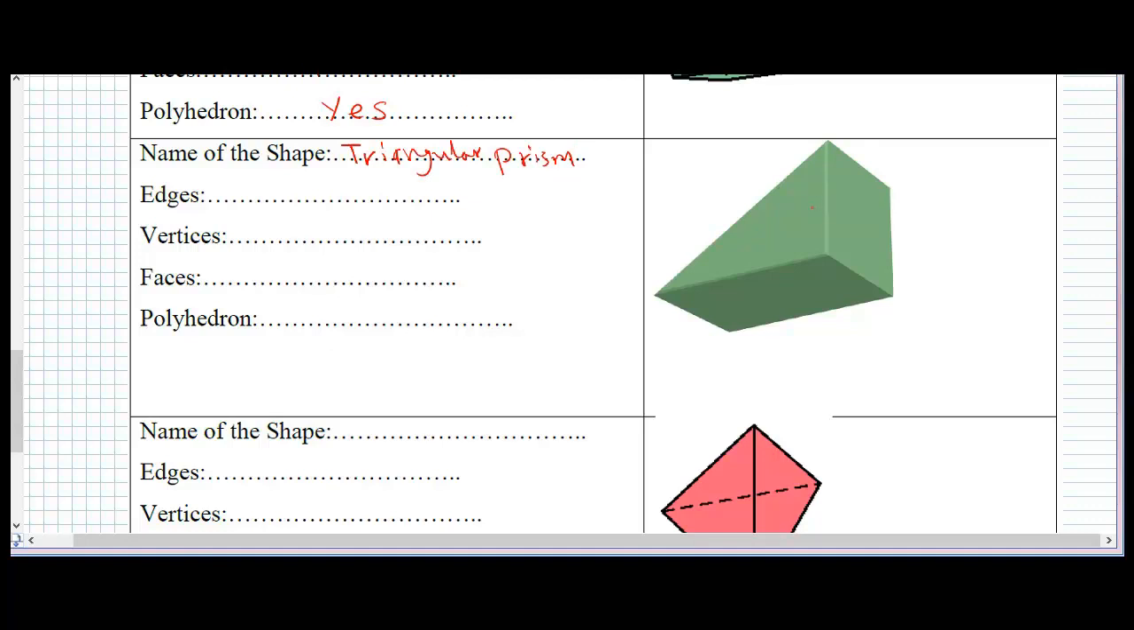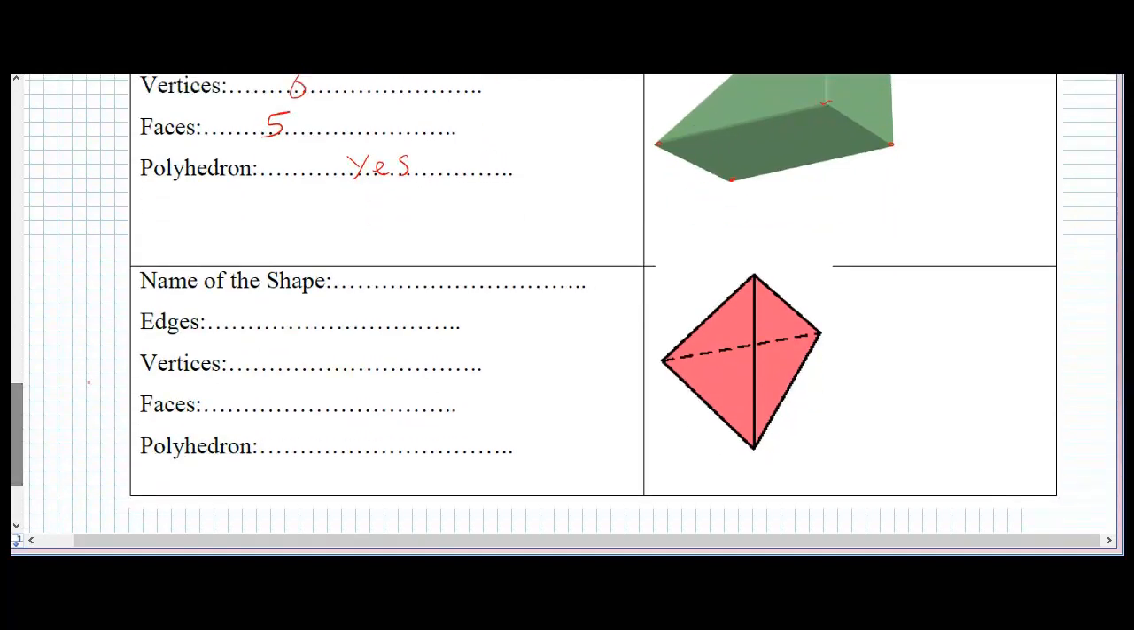How many edges? We have 1, 2, 3, 4, 5, 6, 7, 8, 9. So we have 9 edges. How many vertices? We have 1, 2, 3, 4, 5, 6 vertices. How many faces? We have 2 faces, one up and one down. We have 3 faces on the side, so 3 and 2 is 5. Is it a polyhedron or not? Yes, it is a polyhedron because we don't have a curved side here.